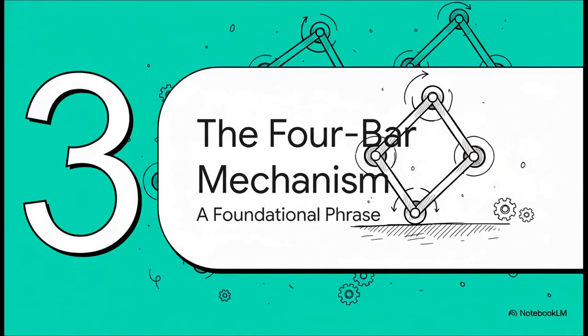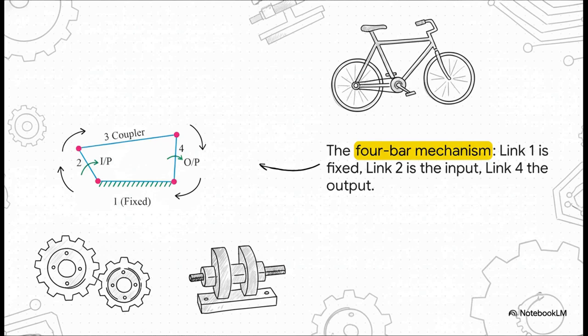Okay, so now that we have the absolute basics down, let's look at one of the most common and most important phrases, or sentences, in this entire language of motion. It's the simple but incredibly powerful 4-bar mechanism. And this is it. It looks simple because it is just 4 links connected by 4 joints.